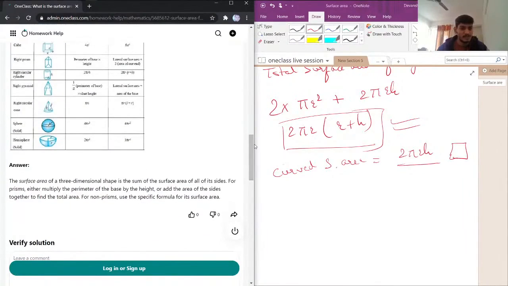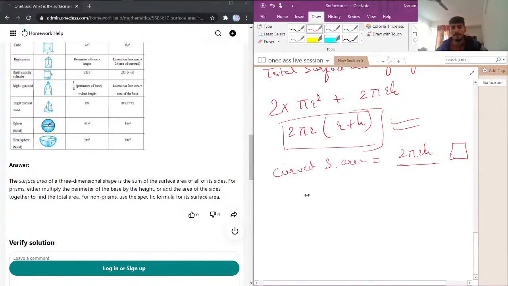So these are the formulas for a sphere. For a sphere we have 4 pi r square and then again 4 pi r square, because for a sphere each and every part is the curved surface area. The whole sphere is a curved part only, so we do not have any base or top part in a sphere. That's why the curved surface area and total surface area for a sphere is 4 pi r square.